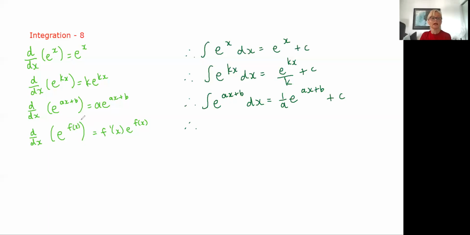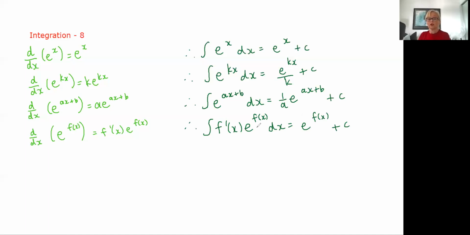If I had e to any function of x, the chain rule says that the derivative will be e to that function, but multiplied by the derivative of the function. So if we ever happen to have a situation presenting itself where we have a derivative of a function and e to the f of x there like that, we're just going to get e to the f of x plus our c. We'll do some examples.